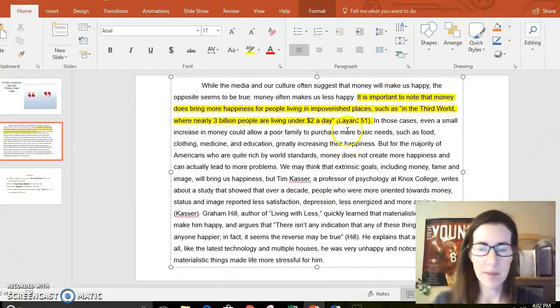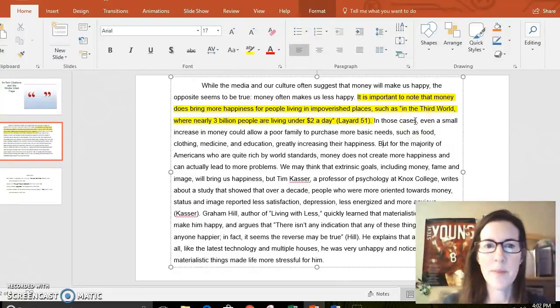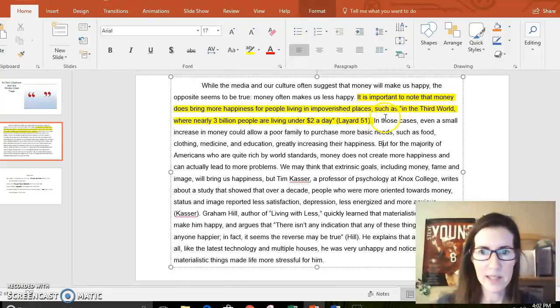So the first time, you'll see that the writer's kind of introduced things in different ways. The first time the writer has kind of integrated the quote into the sentence, so starts out with her own sentence and kind of integrates the quote into it. It is important to note that money does bring more happiness for people living in impoverished places, such as in the third world, where nearly 3 billion people are living under $2 a day.